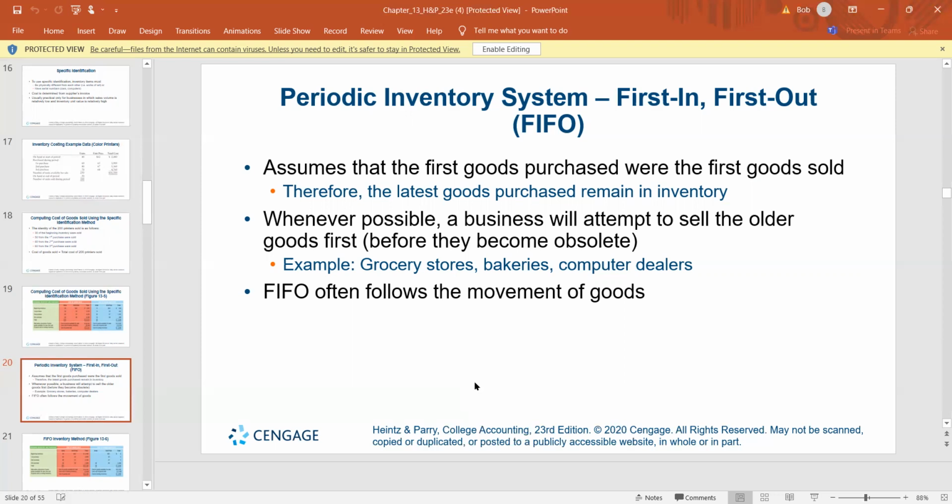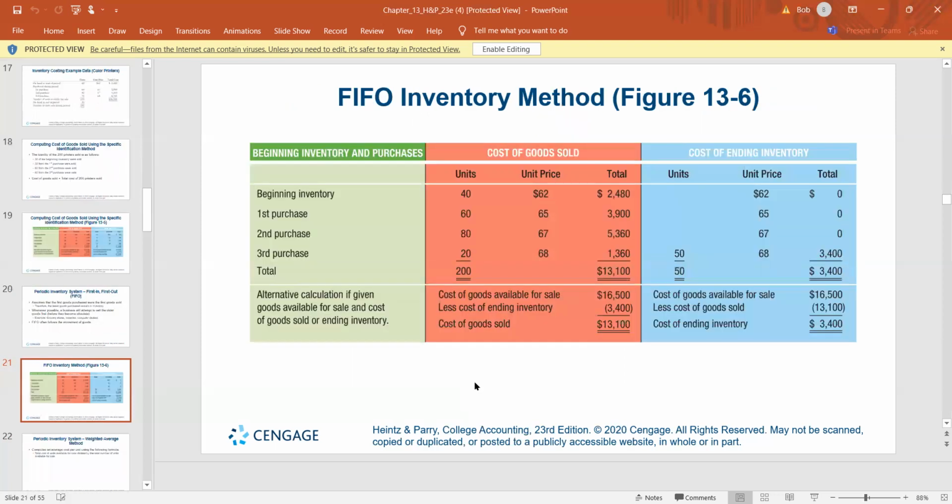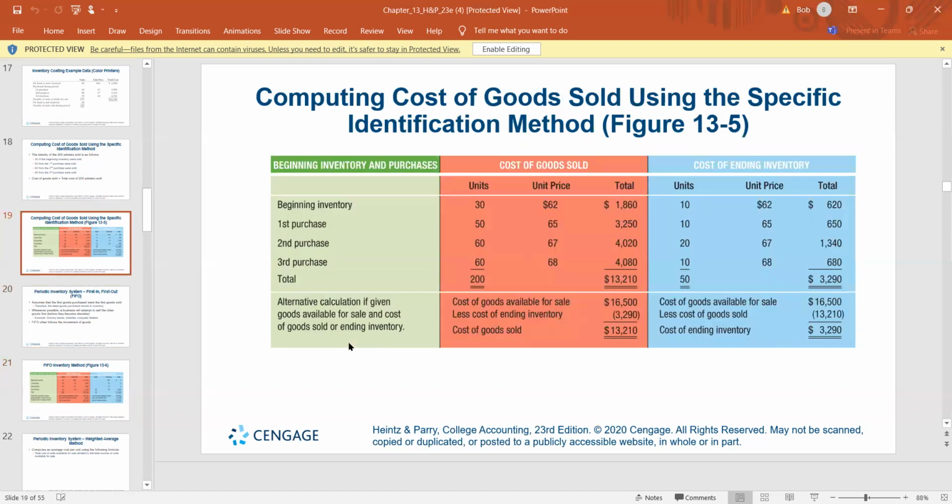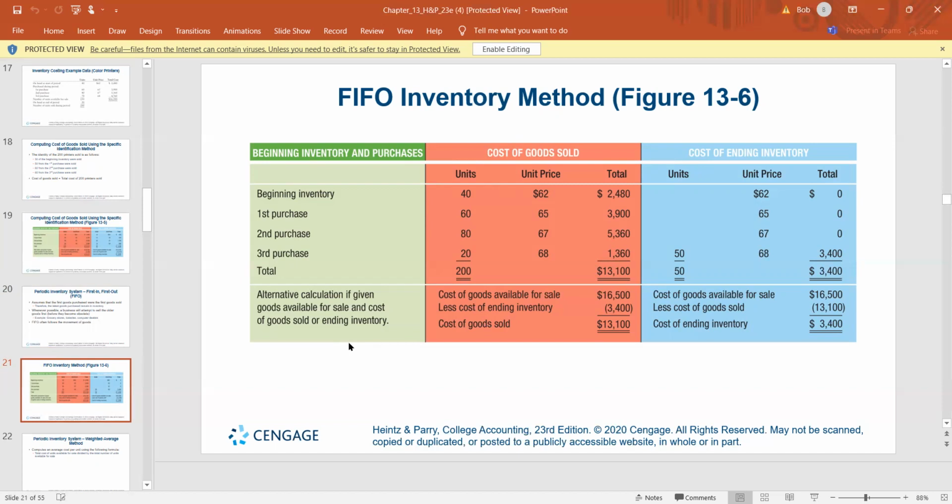FIFO often follows the movement of the goods, but that's not necessarily true. So let's take a look at FIFO. Under FIFO, we had a beginning inventory. Cost of goods. Again, I don't like this presentation. I should have looked for the other one. We sold. Let's see something. We sold 200 items. Okay, let's get our bearings here. All right, here we go. Maybe I can edit that little part out, huh?